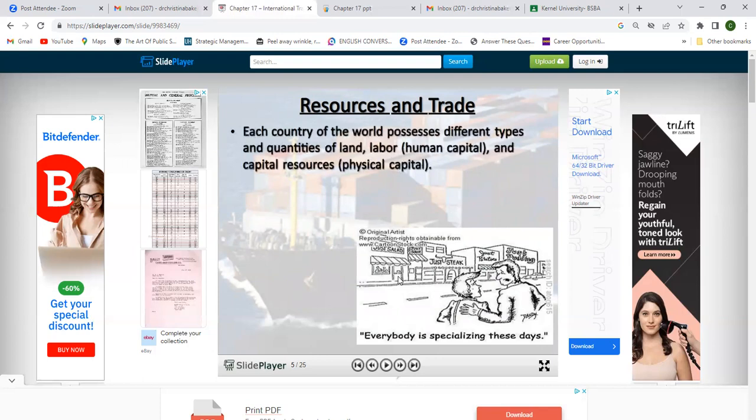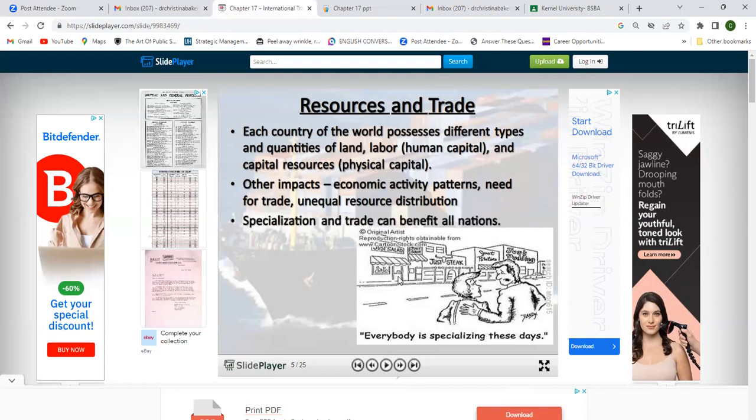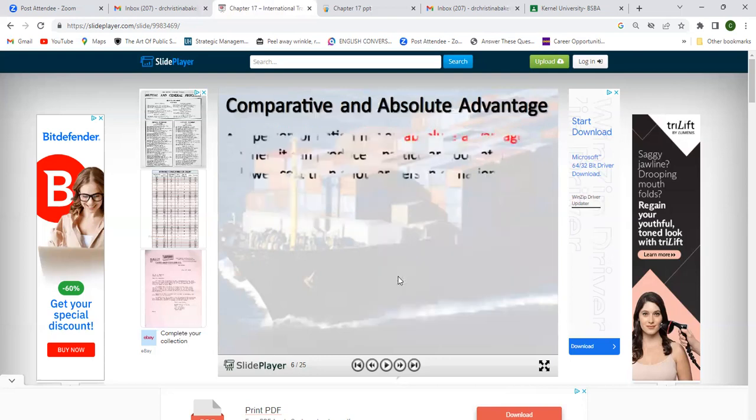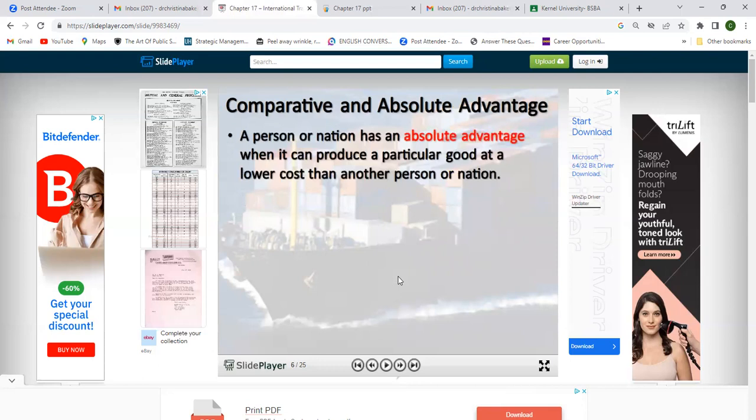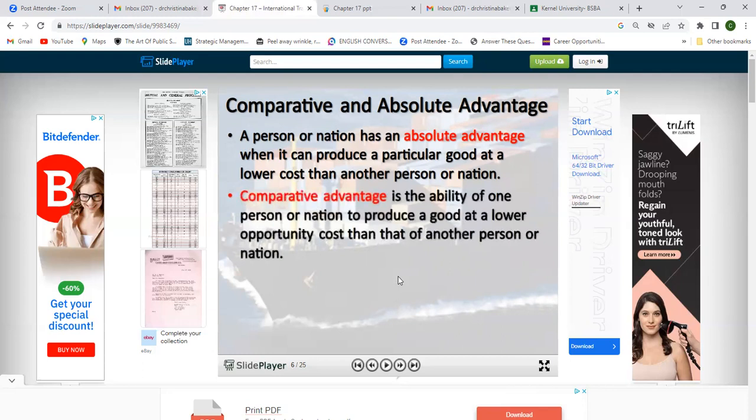Each country in the world possesses different types and quantities of land, labor, human capital, and capital resources, or physical capital. Other factors are economic activity patterns, the need for trade, and unequal resource distribution. Specialization and trade can benefit all nations. A person or nation has absolute advantage when it produces a particular good at lower cost than another person or nation. Comparative advantage is the ability of one person or nation to produce a good at a lower opportunity cost than another person or nation.